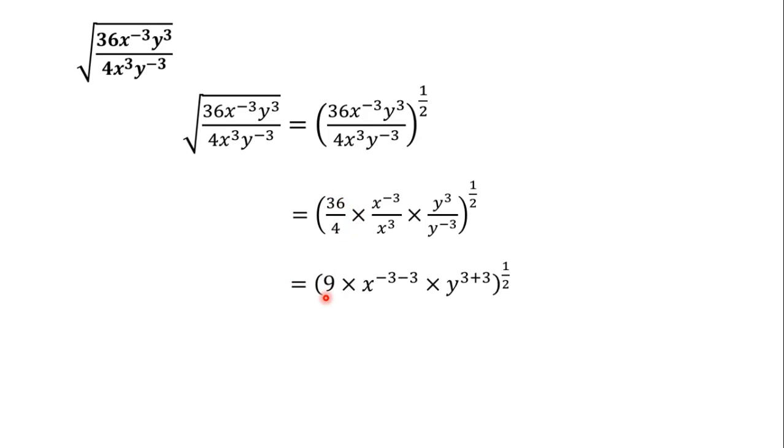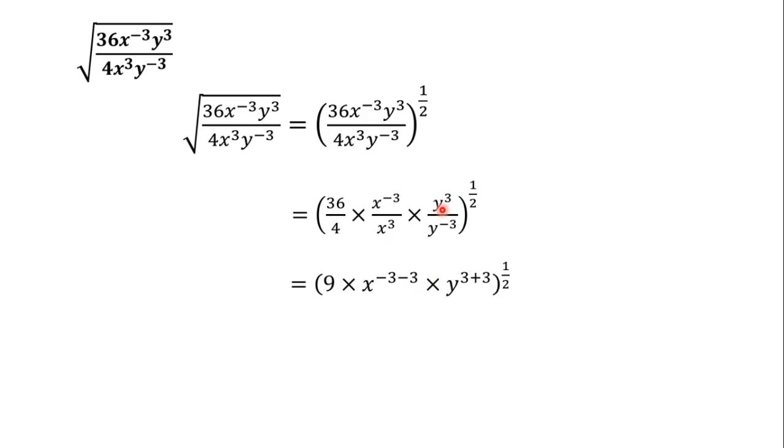36 divided by 4 will give us 9. We learned from the laws of indices that if you have two terms written in index form and these two terms are dividing, you write one of the bases and you subtract the exponents. So we are going to subtract the exponent of the denominator from the exponent of the numerator. So here we are going to have x exponent minus 3 minus 3.